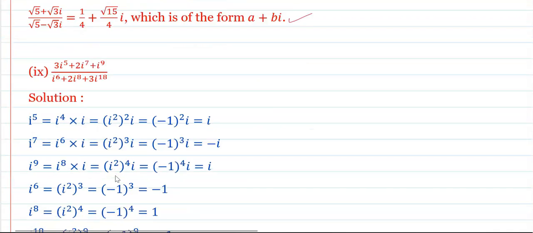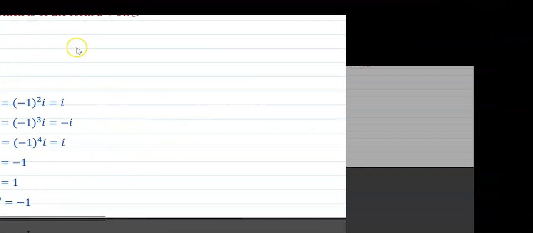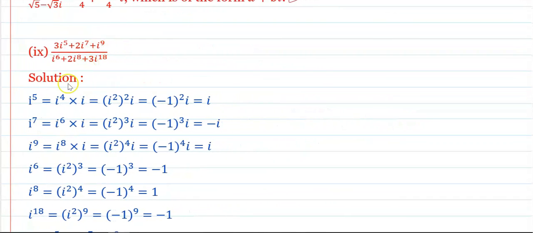Now the next problem. (3i raised to 5 plus 2i raised to 7 plus i raised to 9) upon (i raised to 6 plus 2i raised to 8 plus 3i raised to 18). We will find the values. First, i raised to 5 means what? i raised to 4 into i. i raised to 4 means i square bracket square into i. I square is minus 1, bracket square, you get 1 into i, and hence i.